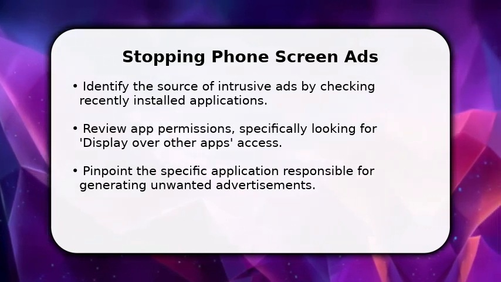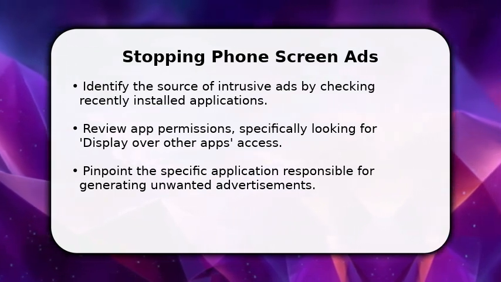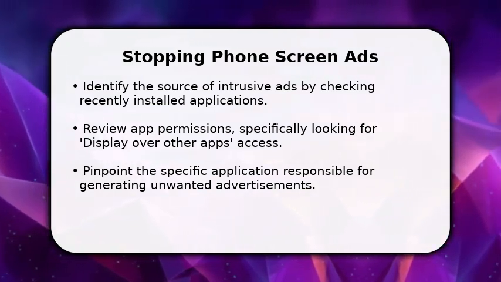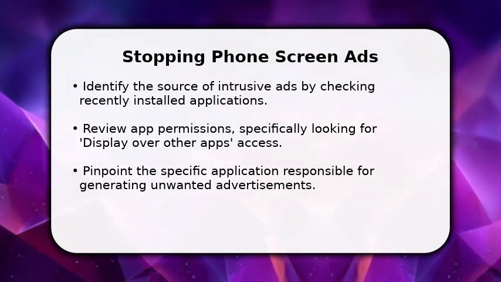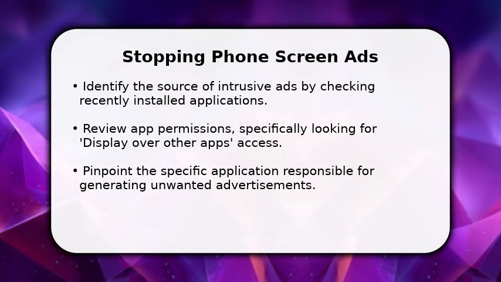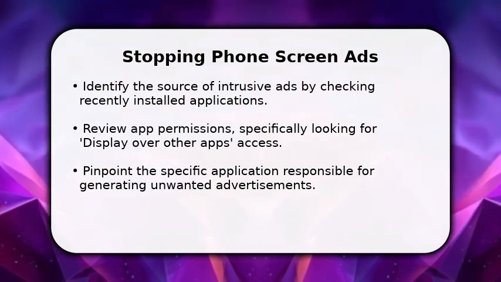Go to your phone settings and review your applications. Look for any apps that seem suspicious or that you don't recall installing. Pay close attention to their permissions, especially those allowing them to display content over other apps. This initial step is crucial for pinpointing the problem.